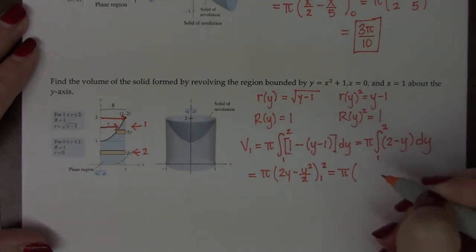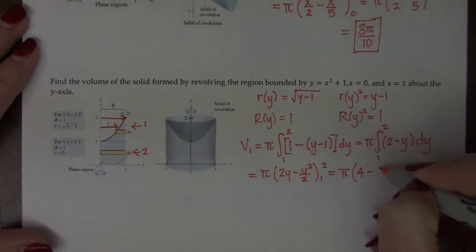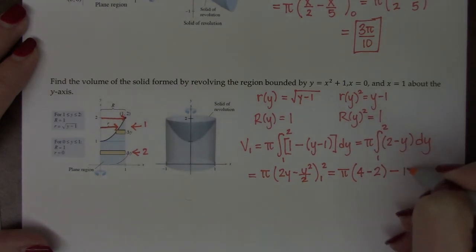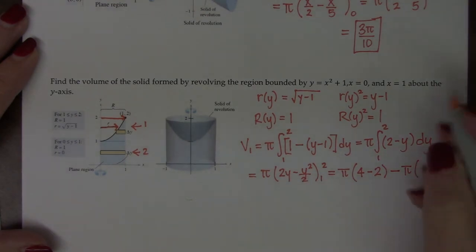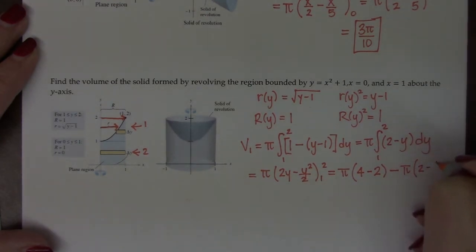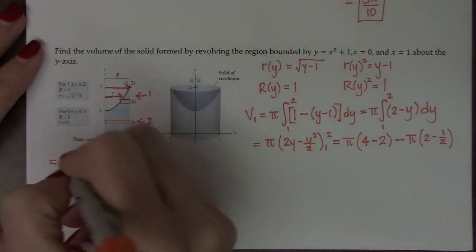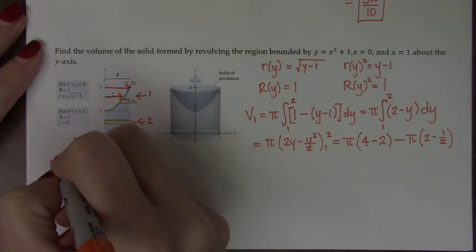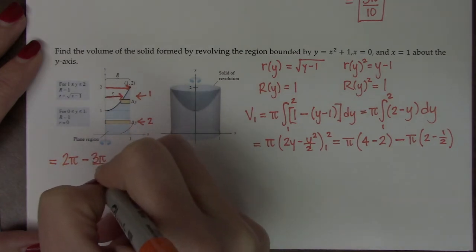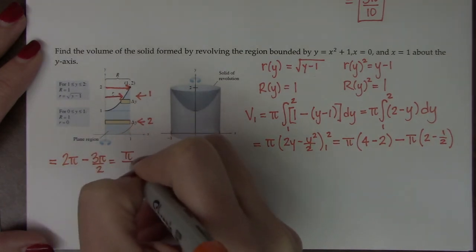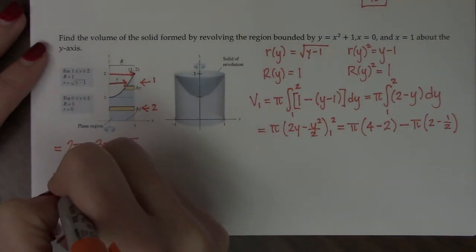So I'm going to have to plug in both values here. So when I plug in 2, I'm going to get 4 minus 4 over 2, which is 2, minus pi times, when I plug in 1, I'll get 2 minus 1/2. So I'm going to continue it over here. So that's pi times 2, which is 2 pi, minus 3/2 pi, and that works out to just be pi over 2. For the second region, I need to do a disk method.